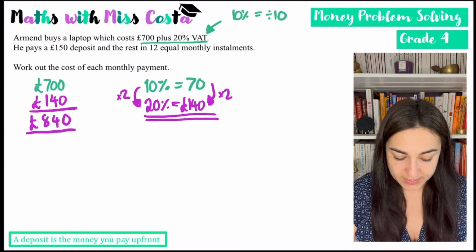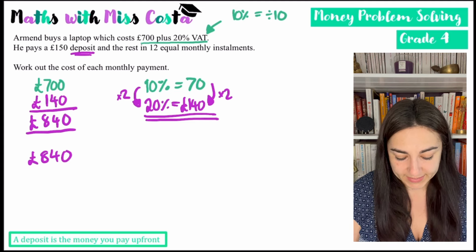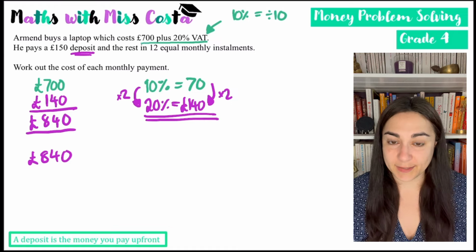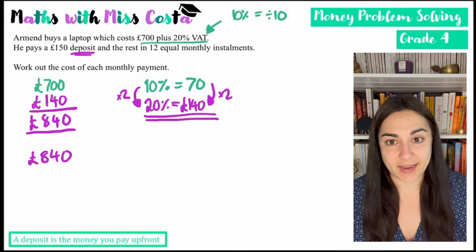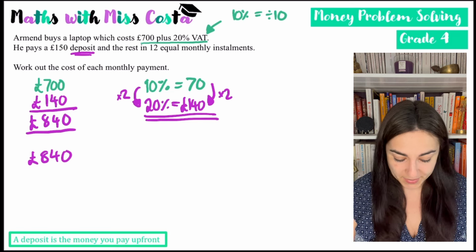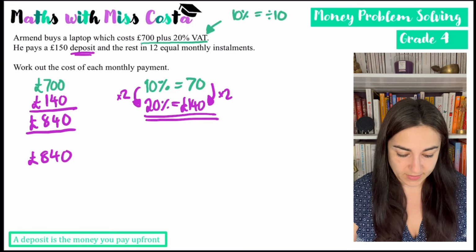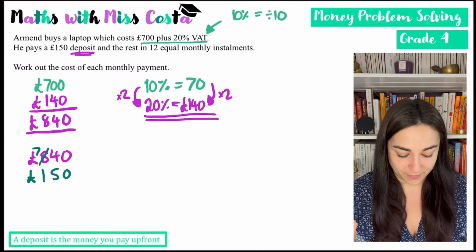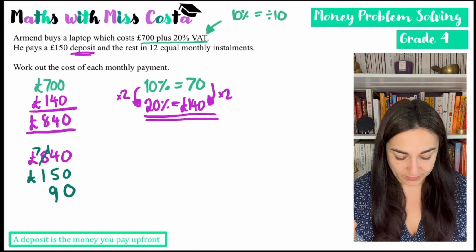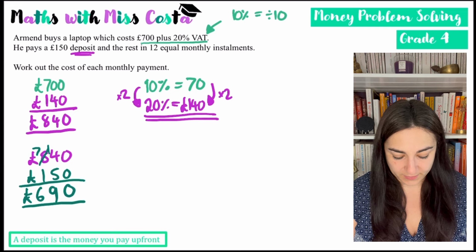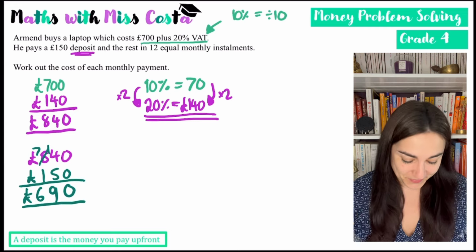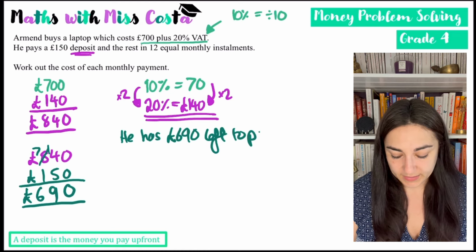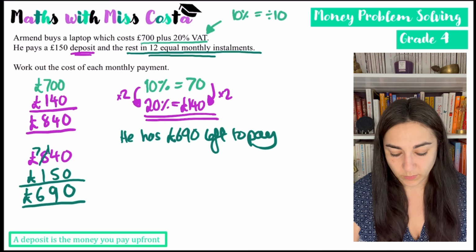£840. Now, I'm told that he pays £150 deposit. A deposit is money that you pay initially up front in order to secure your item. So you have to pay that there and then. And then you can split up the rest of the money on something called finance, which tends to be in monthly instalments. So the total cost is £840. He pays £150 deposit, so let's subtract that. 0 take 0 you can't do. 4 take 5 you can't do, so turn that into a 7. 14 take 5 gives you 9, and 7 take 1 is 6. So after he has paid £150 deposit, he has £690 left to pay.